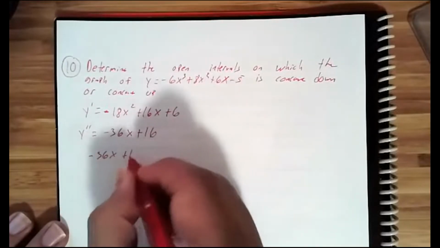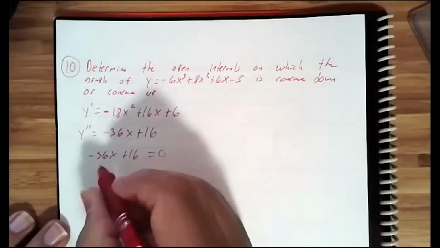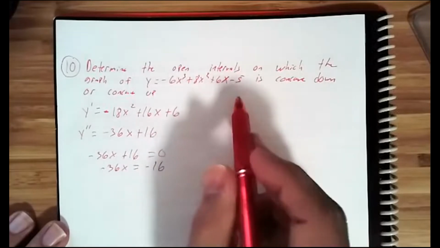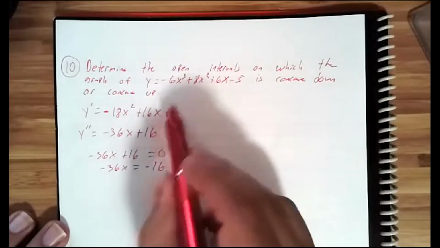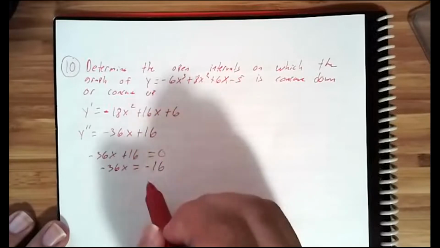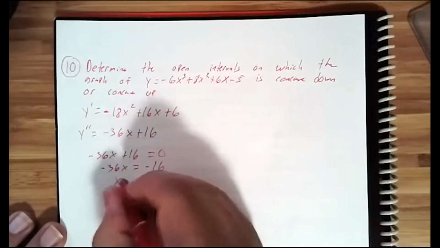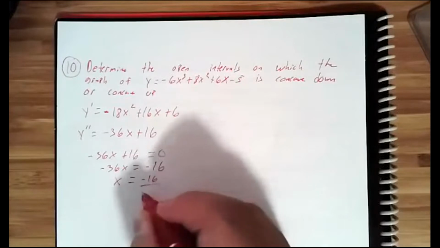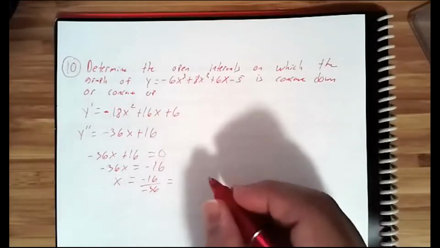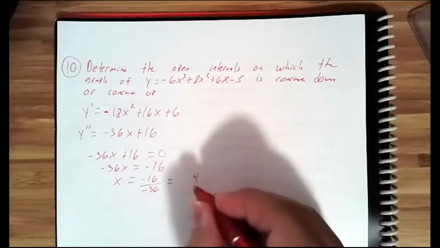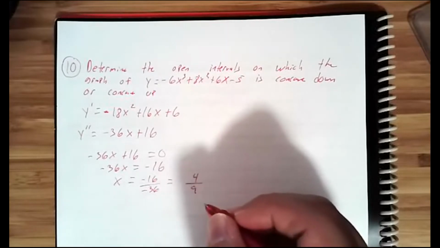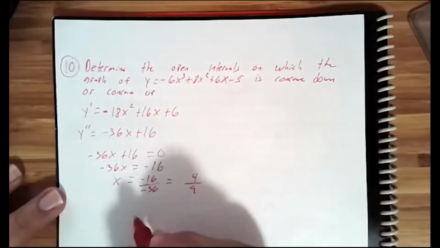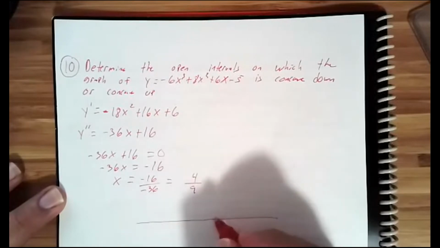Okay. Set that to 0. Find the inflection point. So negative 36x equals negative 16. Solve for x. That looks like negative 16 over negative 36, which will give us 4/9, right? Okay. So we want to know what happens before and after that inflection point.